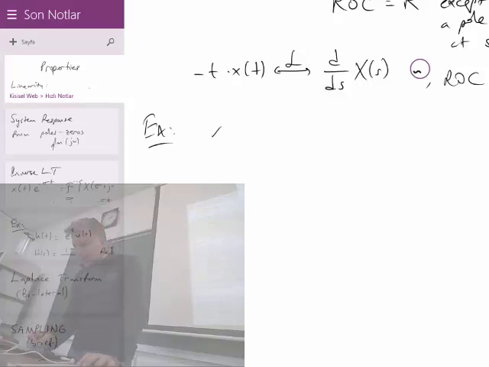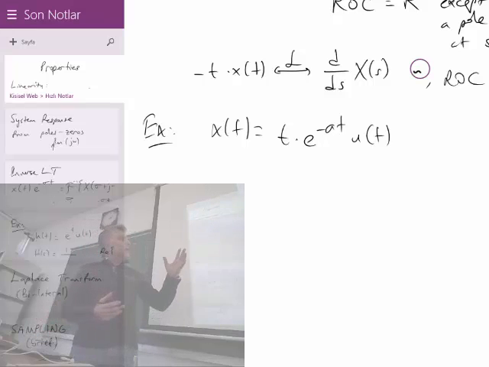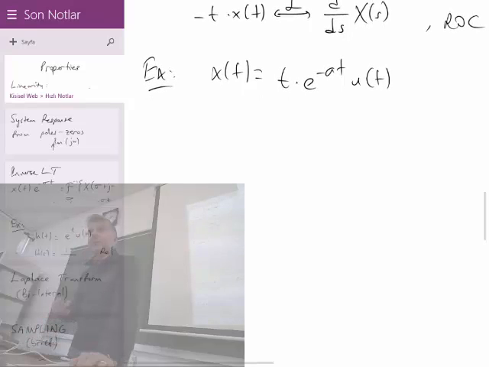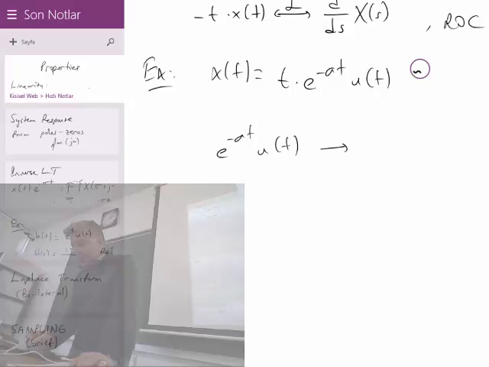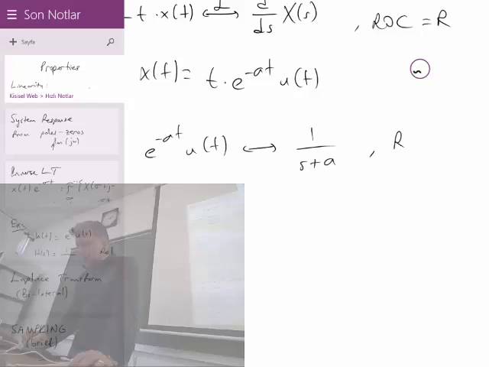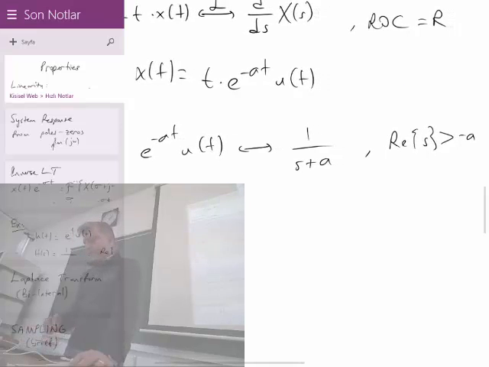It's like this. x of t is given as t times e to the minus at u of t. And as you see, the solution is quite obvious because e to the minus at u of t is a very simple signal whose Laplace transform we already know. And what is that? e to the minus at u of t has a Laplace transform of 1 over s plus a, with a region of convergence, let's also indicate, real part of s greater than minus a, because the signal is right-sided.